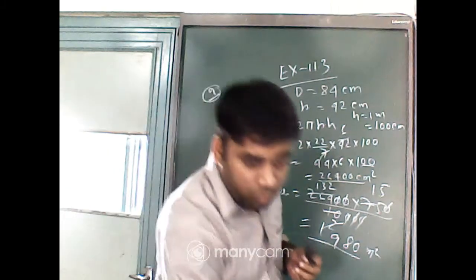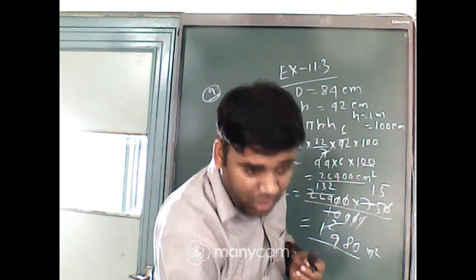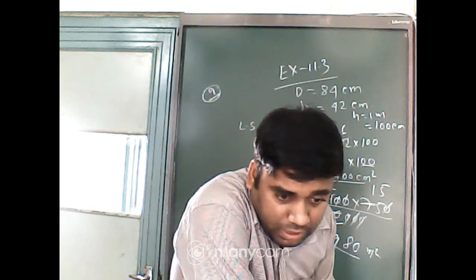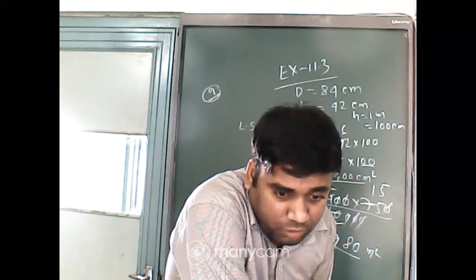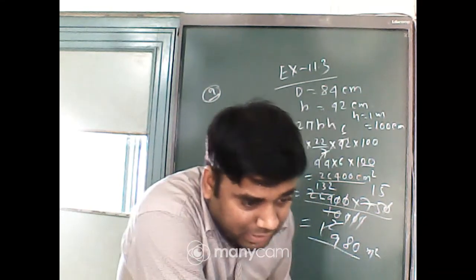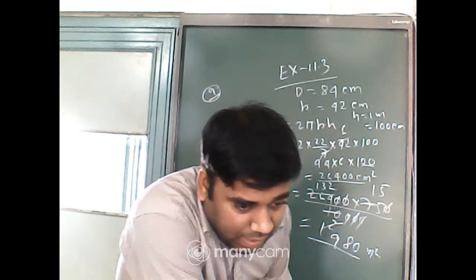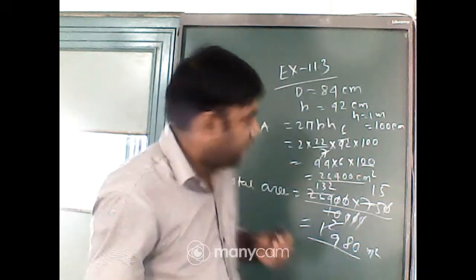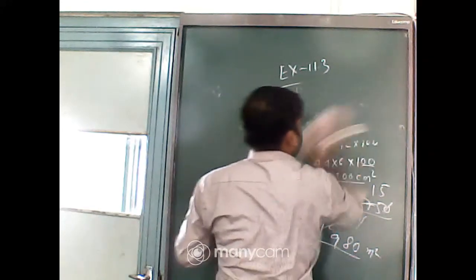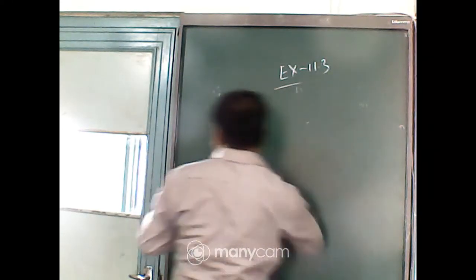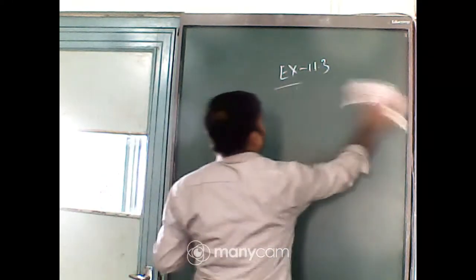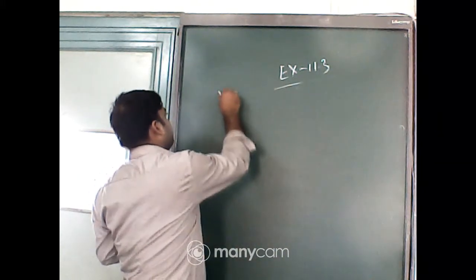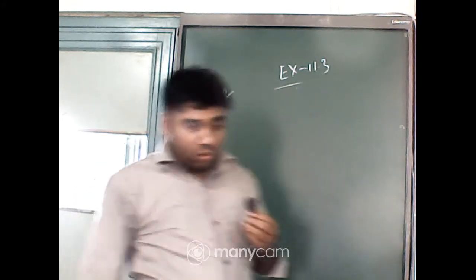Okay. Now moving on to the next sum. A company packages its milk powder in a cylindrical container whose base has diameter of 14 centimeter and height 20 centimeter. The company places a label around the surface of the container. Okay. So question number 10. These sums are very much important from the point of view of your exam.